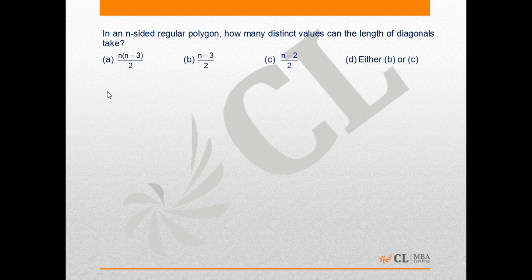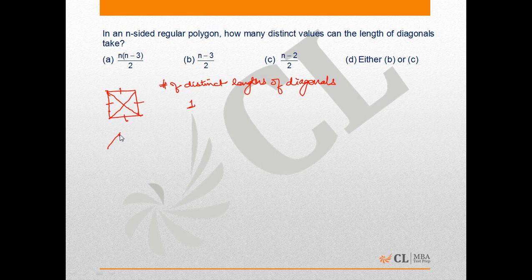Let's start off with the first regular polygon with 4 sides. Let's say this is a quadrilateral. The first regular quadrilateral is a square. Now the lengths of the diagonals of both of them are going to be the same. So the number of distinct lengths of diagonals in the case of a square is 1.